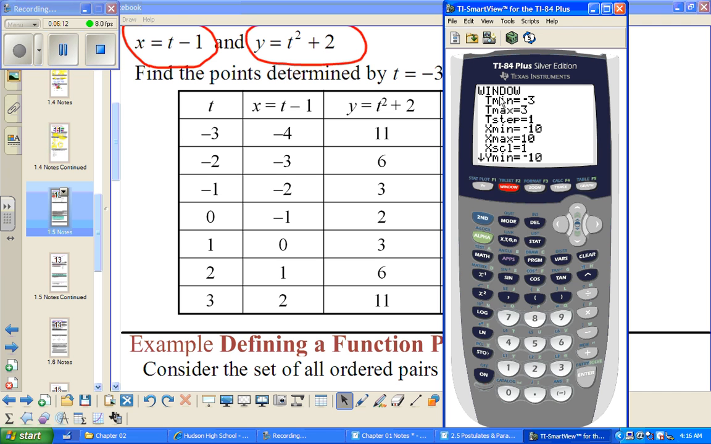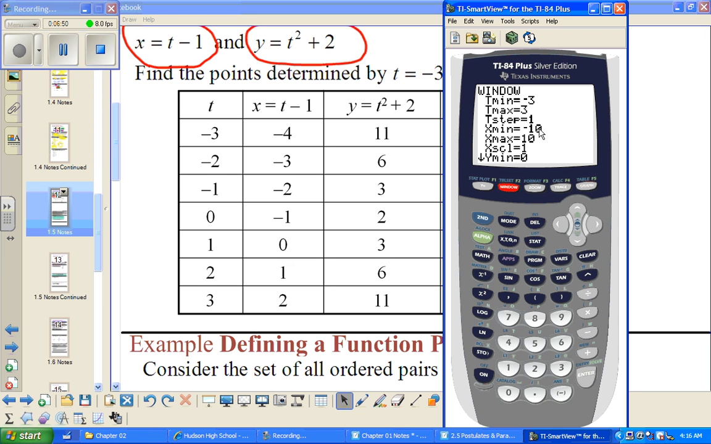I'm going to leave the T-min and max as it is and just take a look at that graph. Then I'll adjust the window a little bit. We don't need the y values to be so low, so I'm going to change my y minimum to 0 and my y maximum to 20. Graph that again, and you can see that it just stops right there and right there.